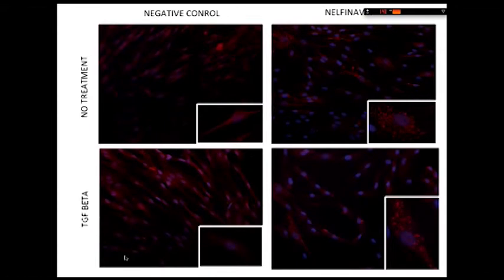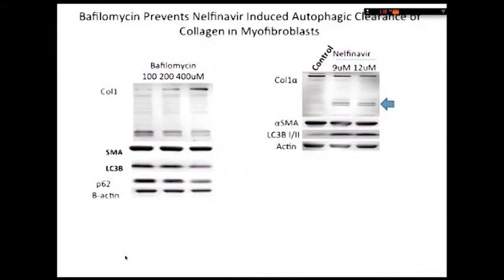And this is just immunohistochemistry to illustrate that aspect of the LC3 labeling here, where in the panel up here we've got a control. TGF-beta is decreasing the amount of that labeling, but with Nelfinavir you're getting these punctate increases in the one that's associated with autophagy.